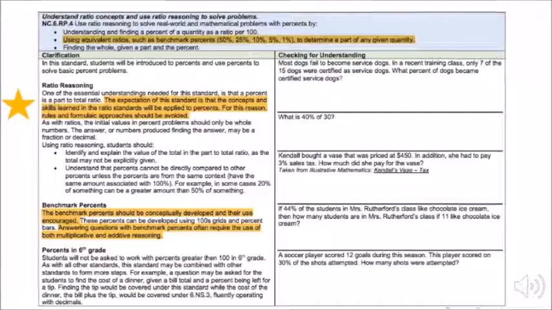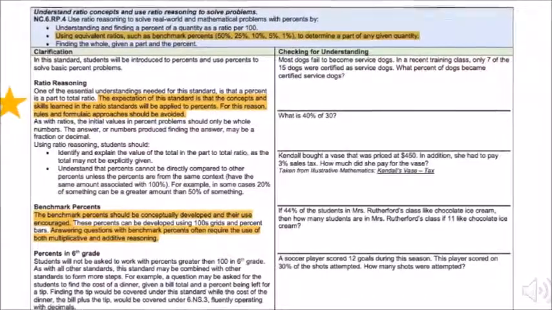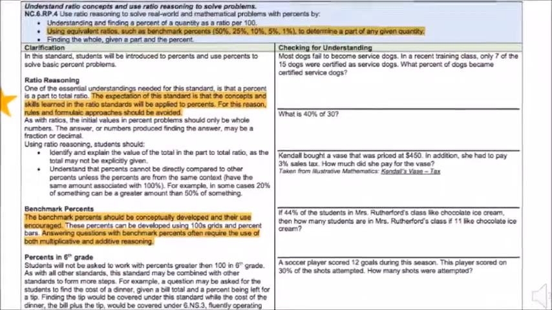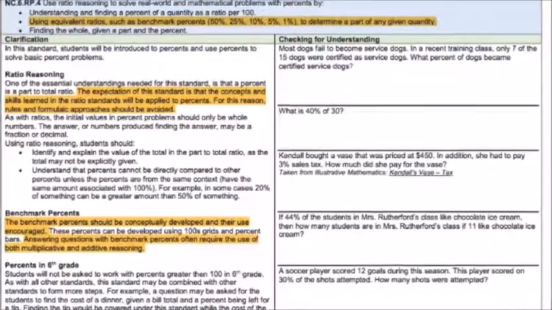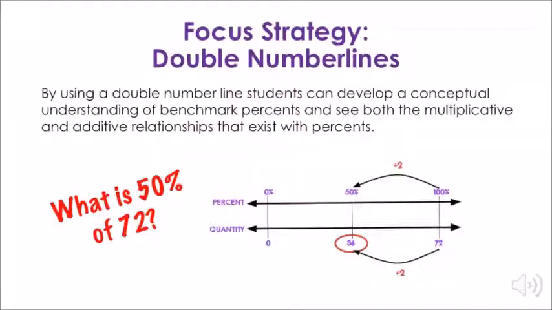When working with percents, students should apply skills learned in the other ratio standards to percents. It is for this reason that rules and formulaic approaches should be avoided. One of the strategies suggested for the ratio standards is a double number line, which can also be used when introducing percents. By using a double number line, students can develop a conceptual understanding of benchmark percents and see both the multiplicative and additive relationships that exist with percents.